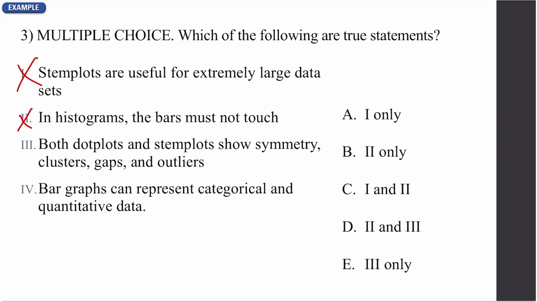Both dot plots and stem plots show symmetry, clusters, gaps, and outliers. That is true. Bar graphs can represent categorical and quantitative data. Interesting that statement number 4 is not even mentioned anywhere in our answer choices, but I would say that is true. So from our answer choices here, the only reasonable response would be E.